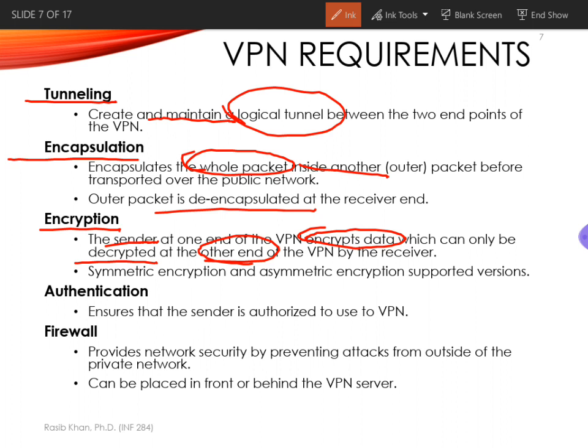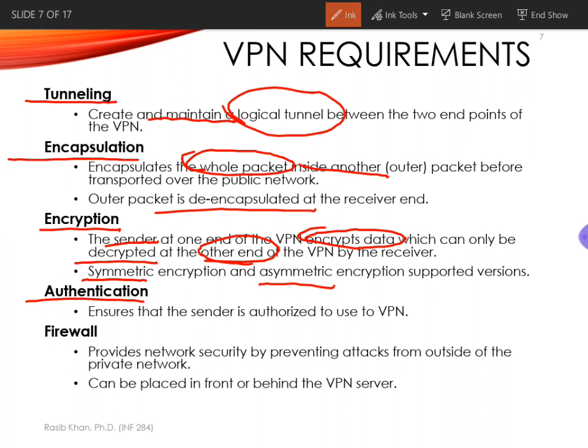And in terms of the encryption, there are two modes of encryption. We call it symmetric and asymmetric encryption. Different forms of VPN protocols actually support both modes of encryption. We'll look at shortly what symmetric and asymmetric mean, but there are protocols for VPN networks which support both of these versions.